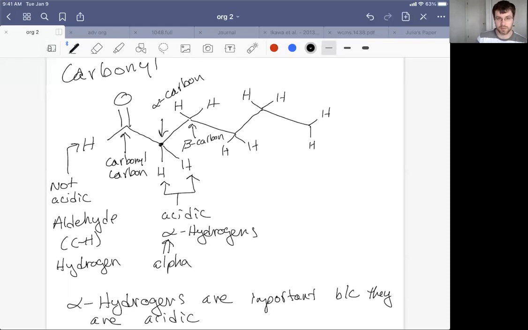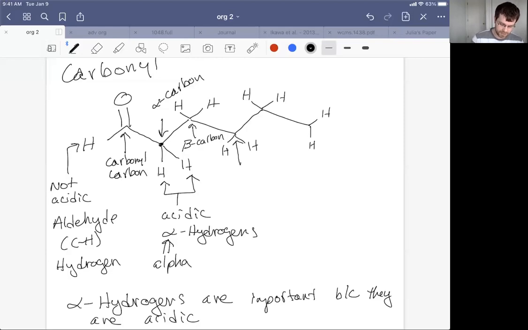We'll talk about beta carbons a lot in upcoming lectures, but for now, they're not super important. It's the alpha carbons and those alpha hydrogens that are important. So we have our beta carbon. I'm not going to label the hydrogens as beta hydrogens, but you could. They're just not that fun compared to the alpha hydrogens.